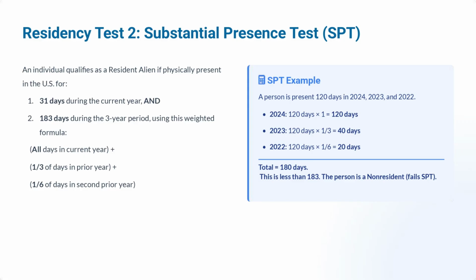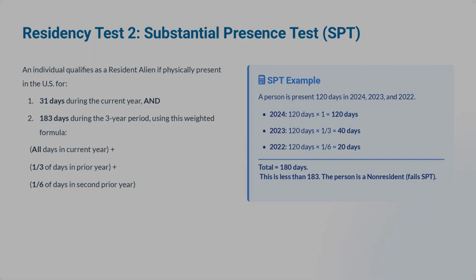Example, very important for the exam. Imagine a person spent 120 days in the US in 2024, 2023, and 2022. Let's calculate. 2024, 120 days. 2023, 120 times 1 divided by 3 equals 40 days. 2022, 120 times 1 divided by 6 equals 20 days. Total is equal to 180 days. So they do not meet the substantial presence test and are a non-resident alien.